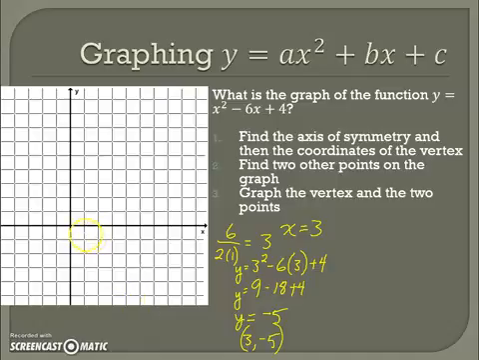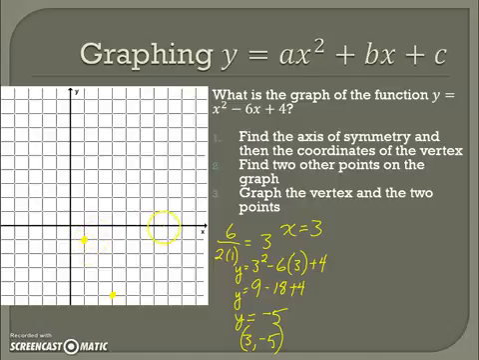So I'm going to use that information, come over here and plot that point. So 1, 2, 3, 1, 2, 3, 4, 5. And then it says find 2 other points on the graph. Well, I'm going to use points that are going to be easy for me to find. So I'm going to plug in 1. I want to do mental math is my goal. So 1 minus 6 times 1 is 1. So 1 minus 6 is negative 5. Plus 4 is negative 1. So that means the point 1, negative 1 is going to be on my graph.